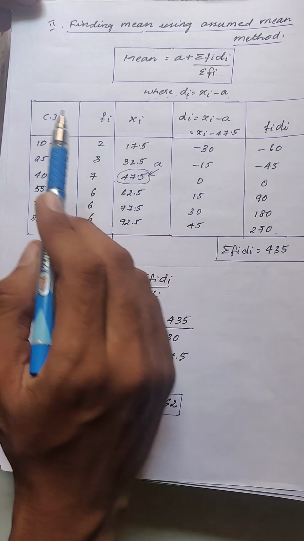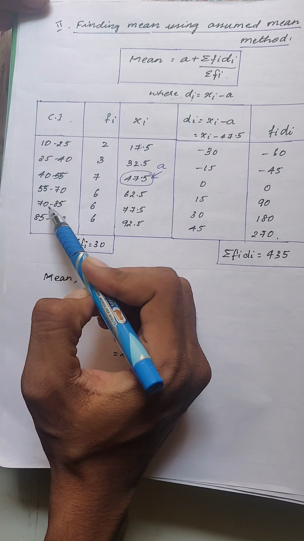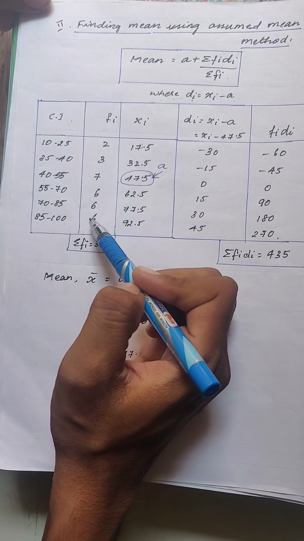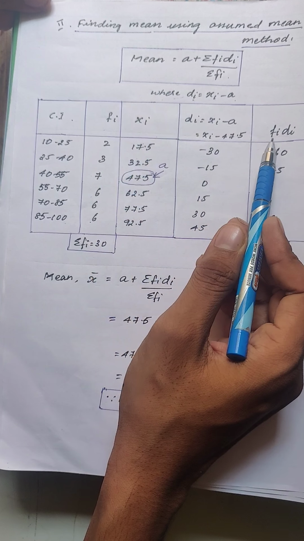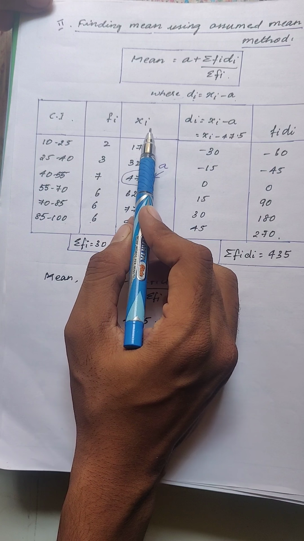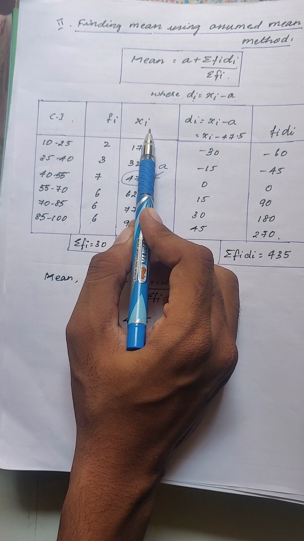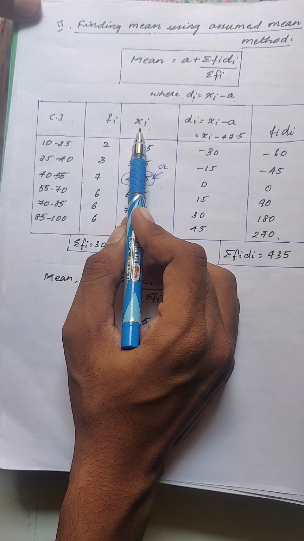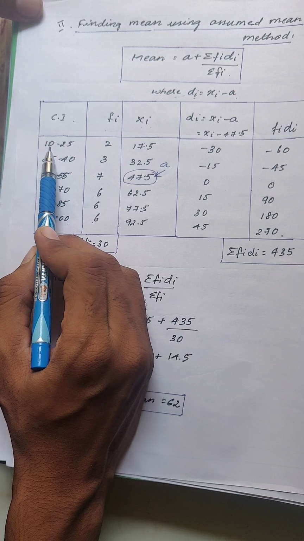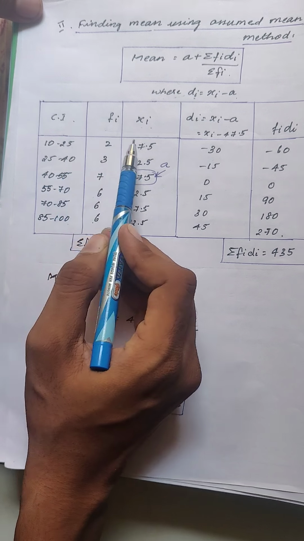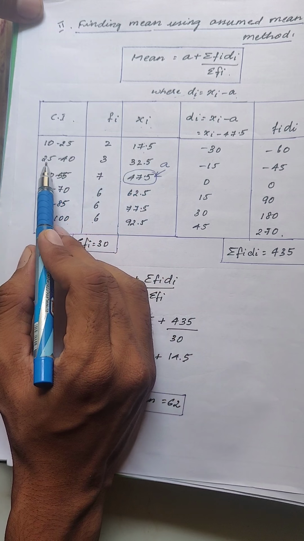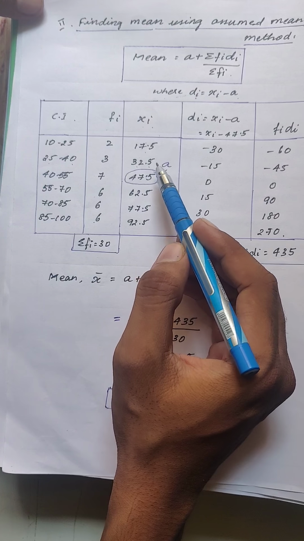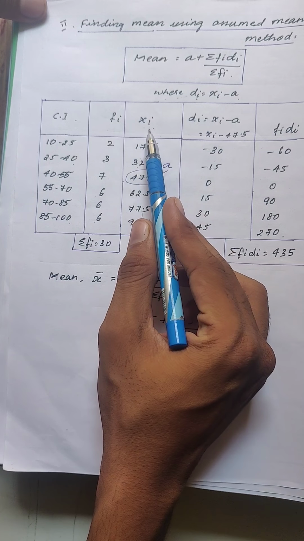As you know, in the question they would have given the class interval and the frequency as well. So these two columns will be given in the question. The remaining columns we have to generate. So xi, as you all know, we saw this in the direct method already. xi is nothing but the class mark, which is upper limit plus lower limit by 2. So it is 10 plus 25, 35 by 2, which will be 17.5. Similarly, 25 plus 40, 65 by 2 will be 32.5. In the same manner, we can get all the values of xi.